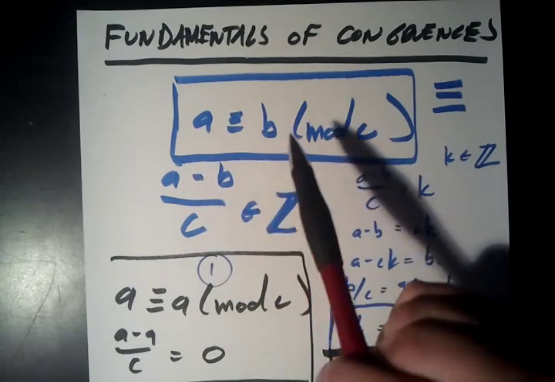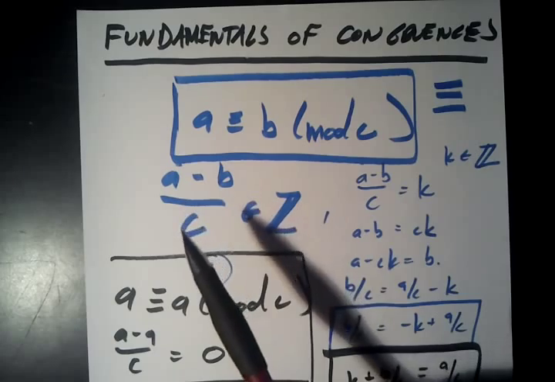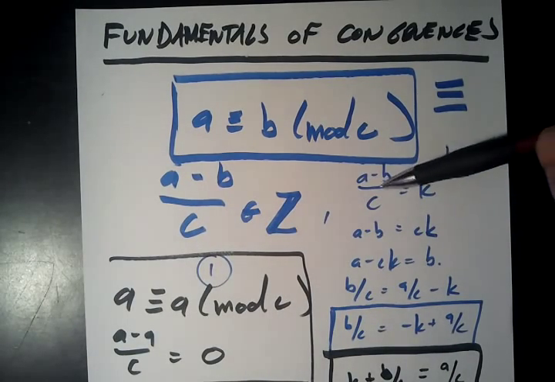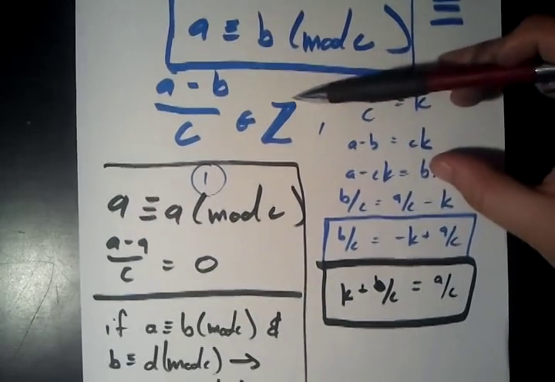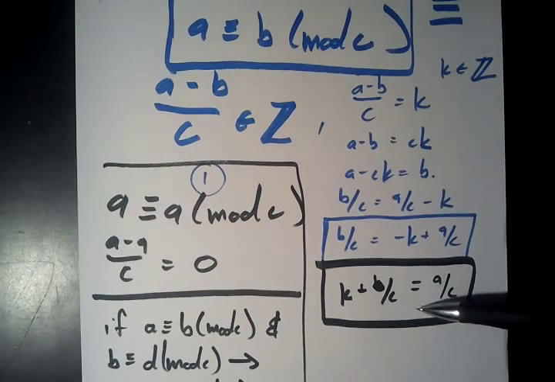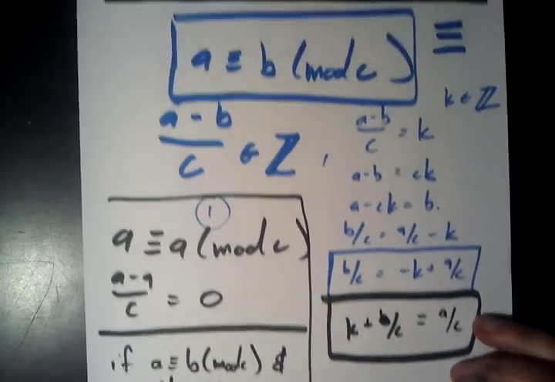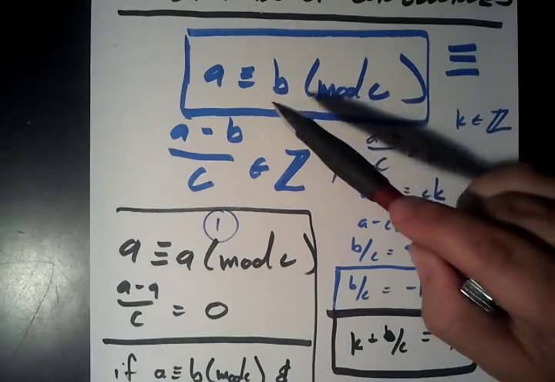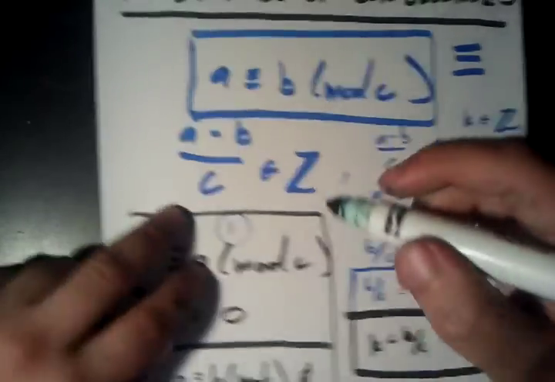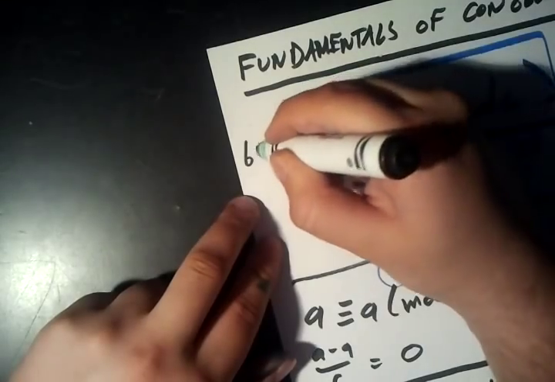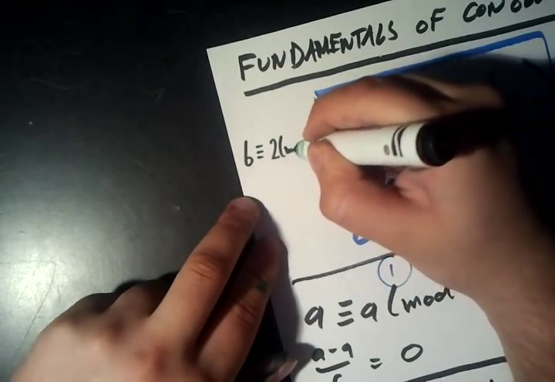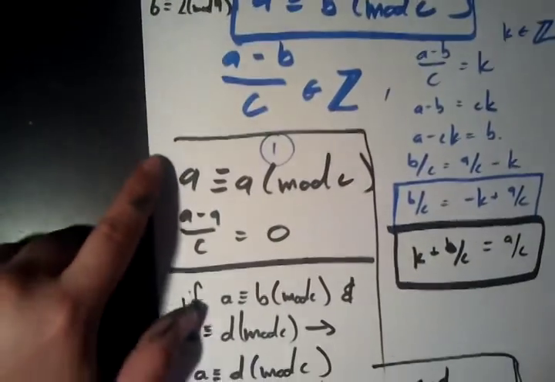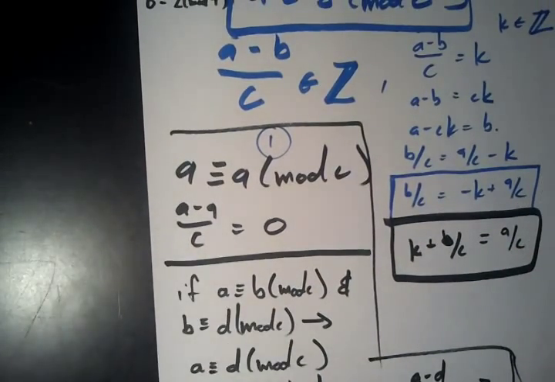What this means is that if you take A minus B divided by C, it's going to be an integer. So I played with that statement a little bit and my final result was this, which is just an expression of Euclid's division lemma. What most people know this statement as is if you take A and divide it by C, then the remainder is B. For example, 6 is congruent to 2 mod 4 because 6 divided by 4 gives remainder 2. So we're just going to go into some properties of congruences right now.